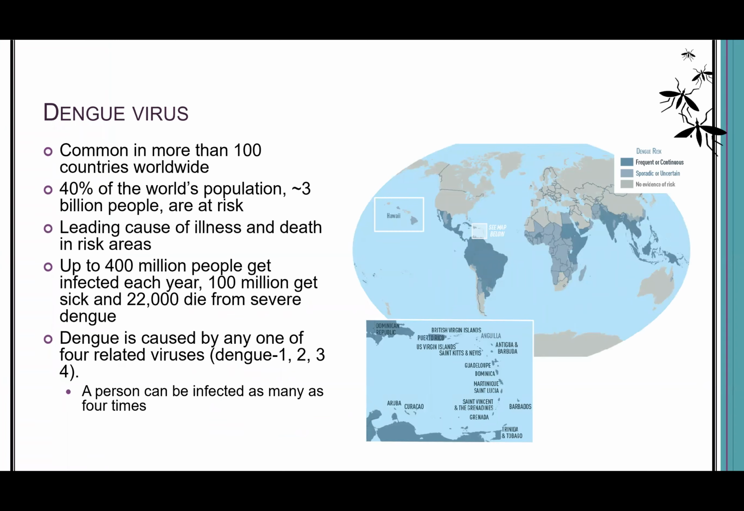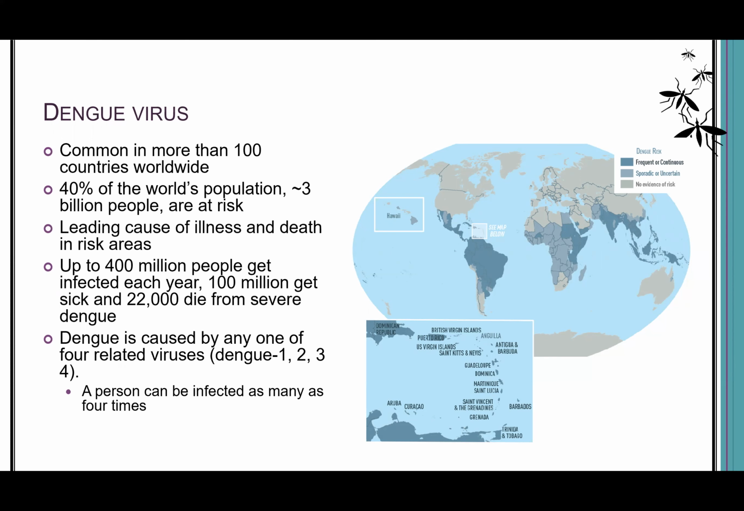So dengue virus is the biggest concern at this time when it comes to Aedes aegypti because, again, we have the vaccine for yellow fever. It's found in more than 100 countries worldwide, which are noted in this picture here with the blue. The darker blue indicates the more likelihood of dealing with that disease. 40% of the world's population, roughly 3 billion people, are at risk. So it is a leading cause of illness and death in those areas.